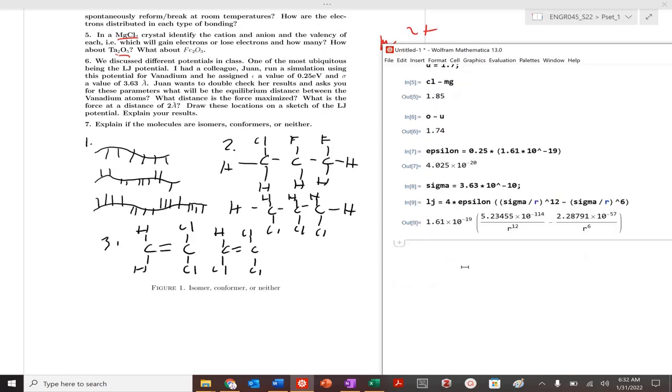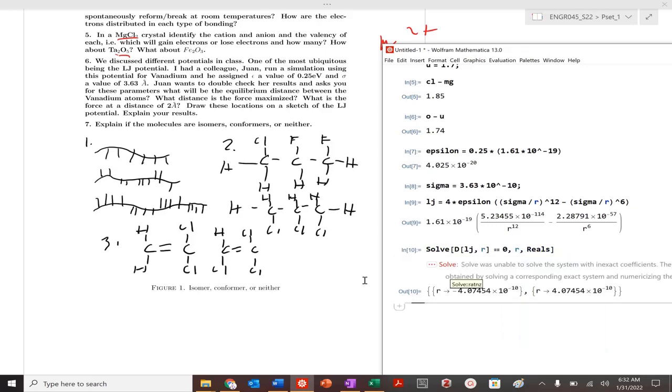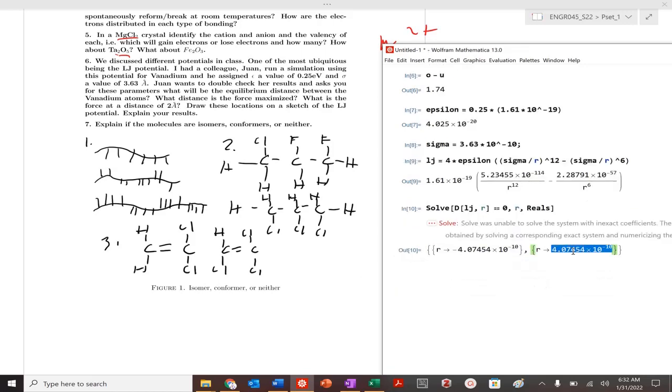I want to find the equilibrium distance. So the equilibrium distance is simply where this function is minimized or maximized. Take the derivative of Lennard-Jones with respect to r, set it equal to 0, solve for r, and give me the reals. And this is my distance.